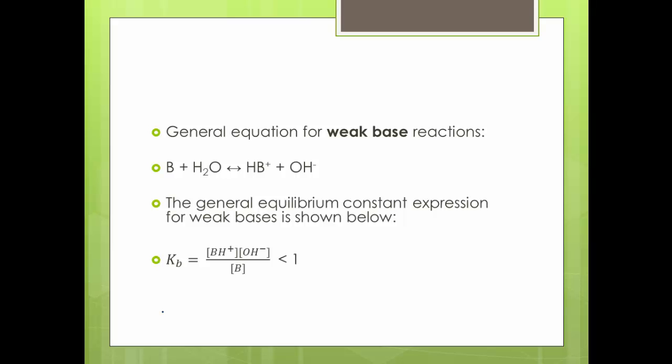For bases, the same thing applies. Weak bases have this double arrow indicating that they don't completely ionize, they don't completely react. So we're going to go with B for our general base formula, but again, that might be NH3 or any other weak base. Bases take hydrogen. So this base is going to take a hydrogen from the water and form HB+, one of the ions that it forms, and OH-. That's what makes the pH greater than 7. So again, the general equilibrium constant for this is the 2 ion concentrations over the base concentration.